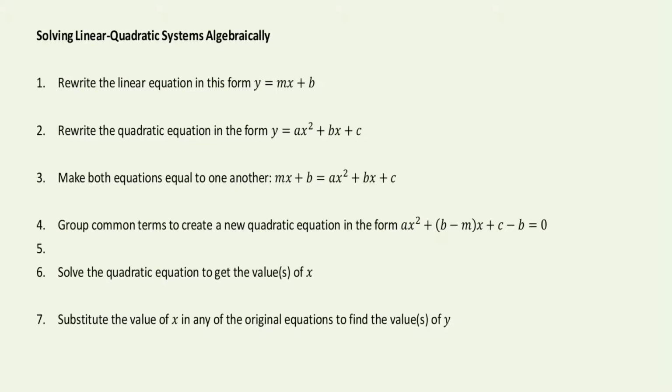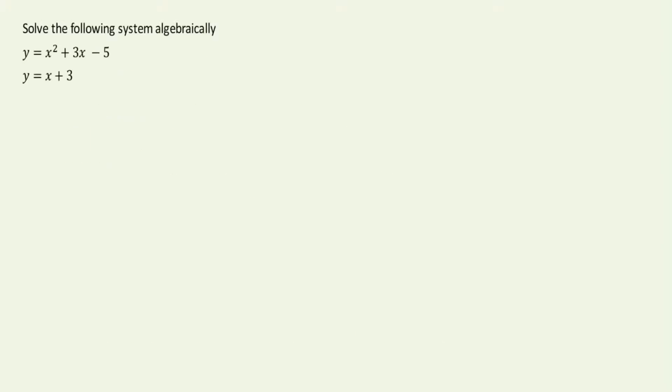The next thing we're going to do is group the common terms together, and then solve the resulting quadratic equation, get the values of x, and then substitute those back into one of the original equations in the system. I typically like to use the linear one, but you can use the quadratic if you prefer. So let's go ahead and start working through some examples.